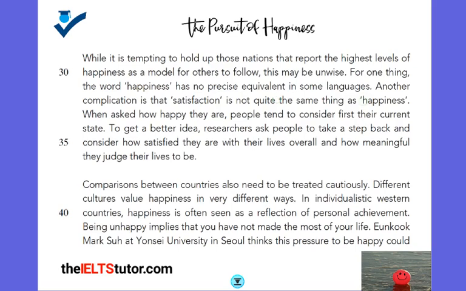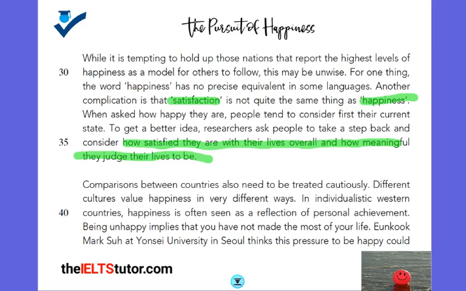Okay, so we've got something here. Happiness compared with satisfaction. They're talking about the distinction between happiness and satisfaction. So satisfaction would be considered as how satisfied people are with their lives overall and how meaningful they judge their lives to be. So this is a distinction between happiness and their overall satisfaction with life. So the distinction has been mentioned there.